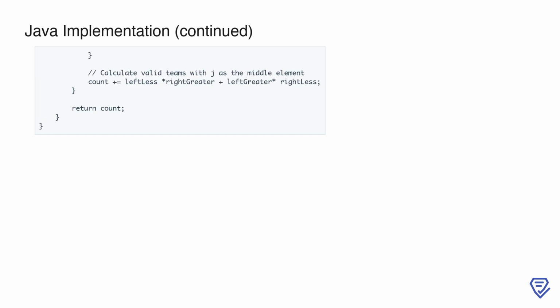Finally, after iterating through all possible middle soldiers, we return the total count of valid teams. This implementation works efficiently by focusing on the middle element and counting the valid combinations on either side, ensuring we meet the problem's constraints.